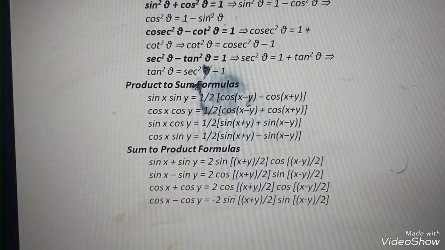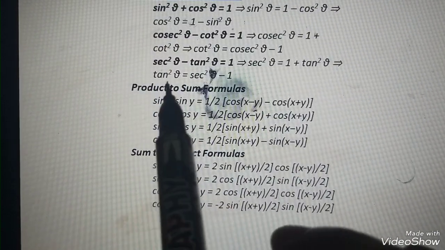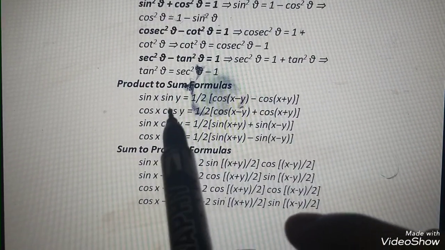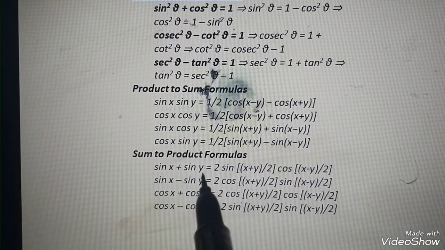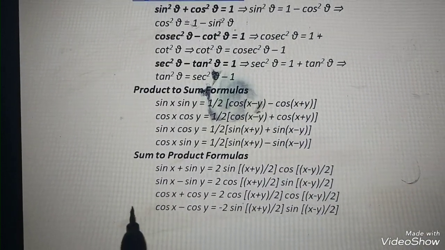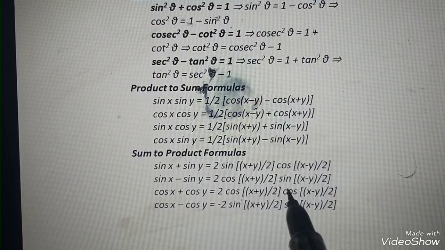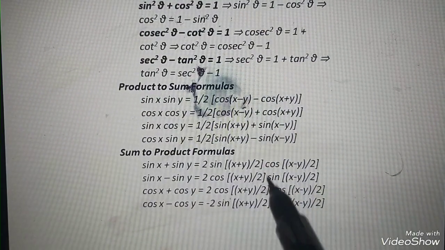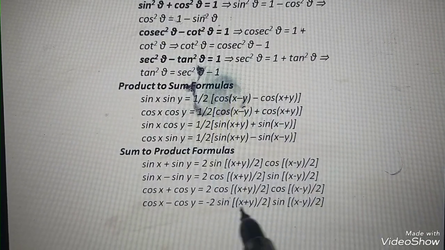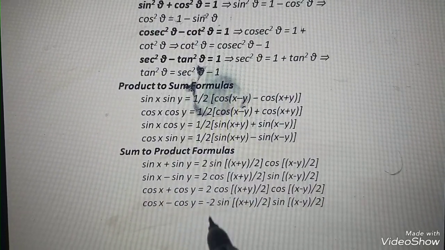Now sum to product formulas. Sin x plus sin y. These are sums, addition and subtraction, and these are products of sin and cos, both sin, and both cos. In this also, sin x plus sin y equals 2 sin((x plus y) by 2) cos((x minus y) by 2). Children, sin x minus sin y and cos x plus cos y means 2 cos((x plus y) by 2) cos((x minus y) by 2). The inner bracket is the same for every formula, but the ratios change. Then cos x minus cos y.